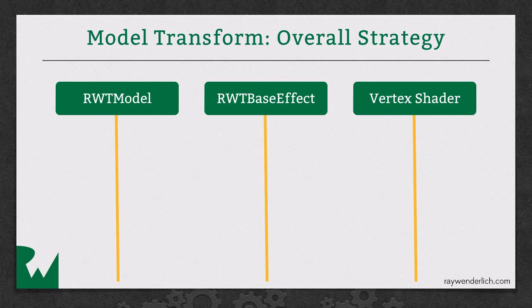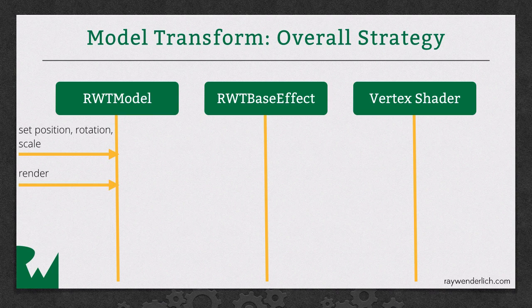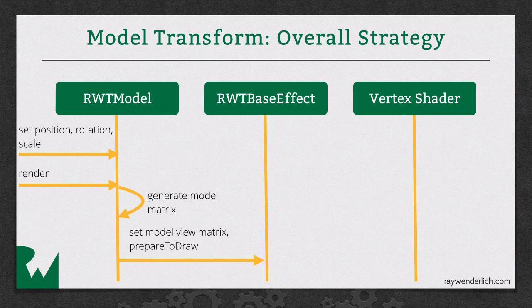Like I said, we're going to have some new properties on RWTModel for position, rotation, and scale, and we'll set those at some point. Then when we go to render the model, the RWTModel will have a method to take the position, rotation, and scale and use those GLK math routines to generate a matrix for each of those and multiply them all together, and in the end get a final model matrix that represents the combination of those 3 different transforms. Then we will pass that model view matrix to RWTBaseEffect and call prepare to draw.